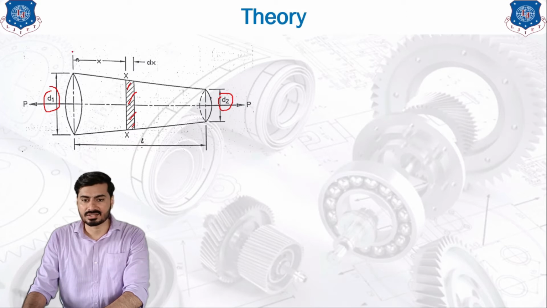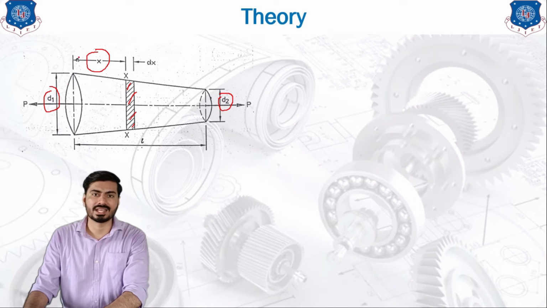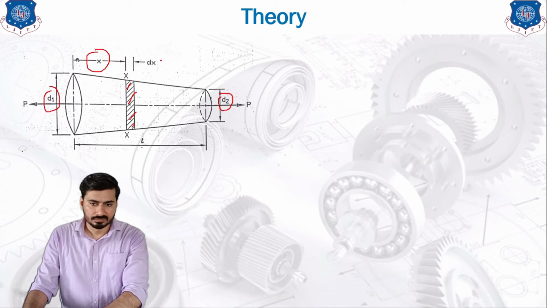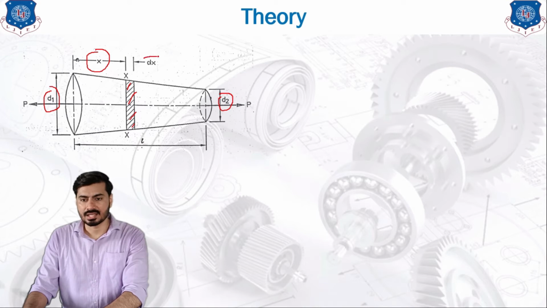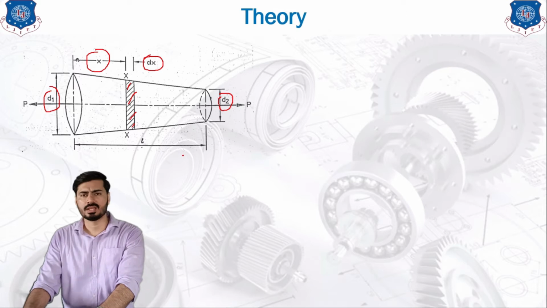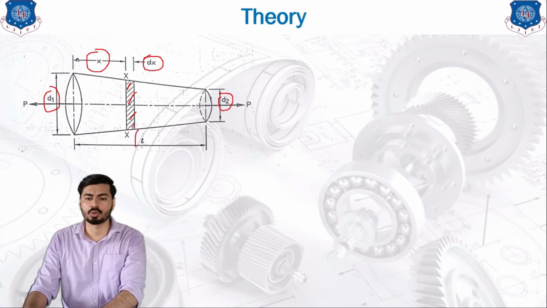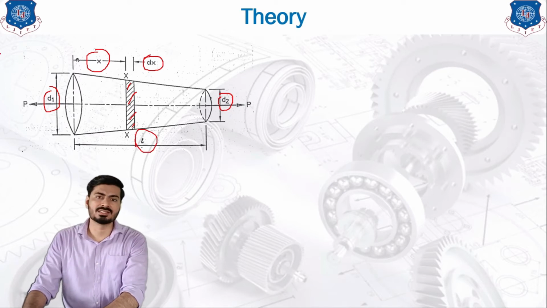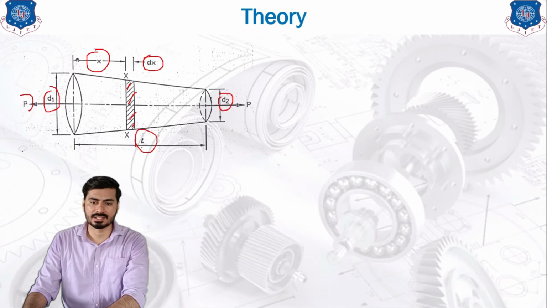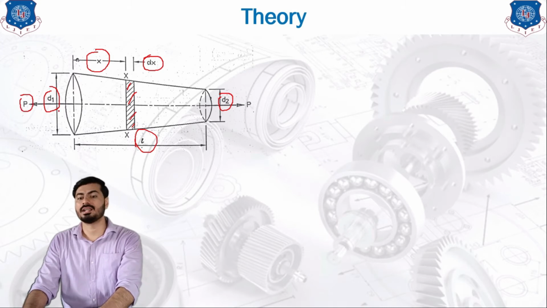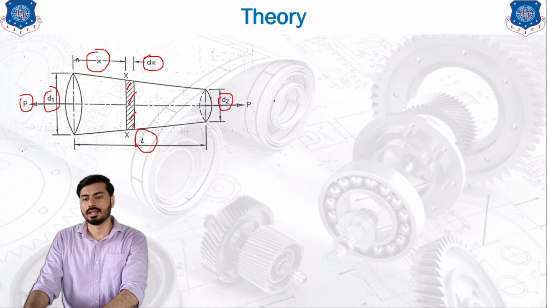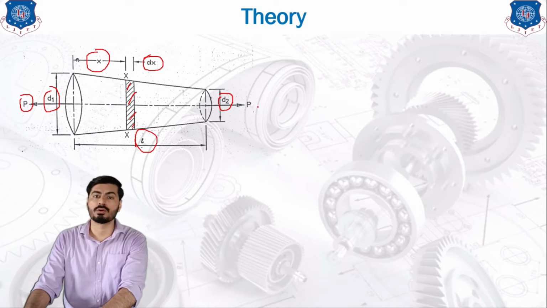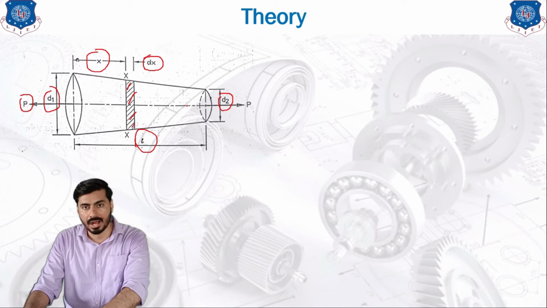This XX section is at distance x from the diameter D1, or we can say the left hand end. This XX section is of length dx, which is a very small length. You can neglect it as compared to the total length of the bar, which is L. Now the force applied on the bar is the P force, which is of tensile nature. We are going to calculate how much deformation it will cause in this bar.